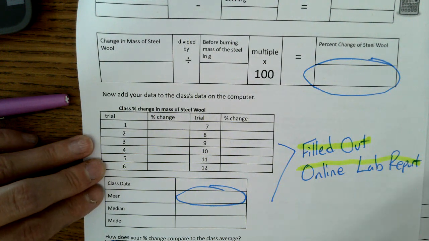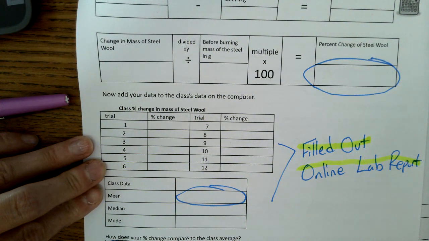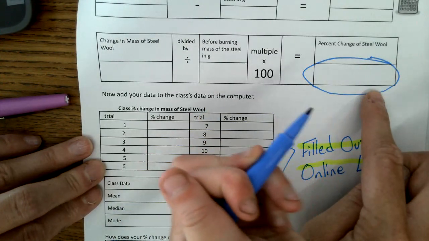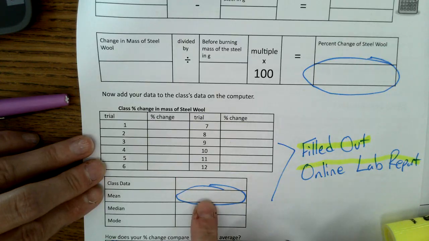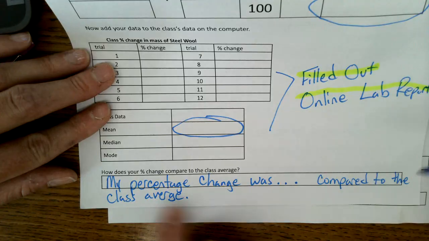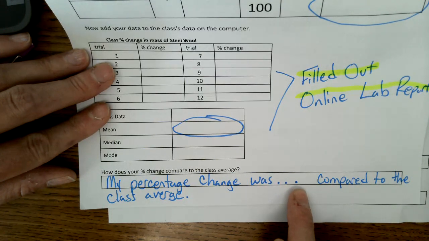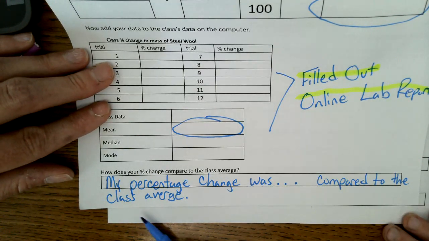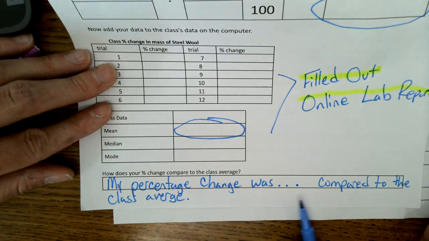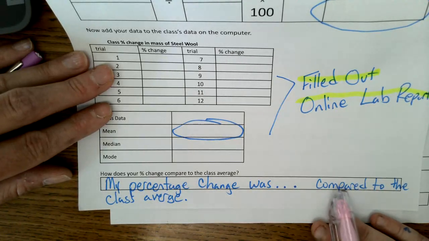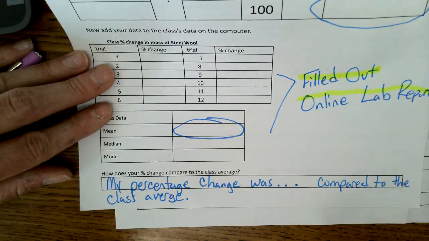Okay, now I had a lot of kids struggling with the last question. How does the percent change compare to the class average? Basically, this box here was your percent change, and the mean is another word for average. So I kind of did a sentence starter to help you out. All right. So my percent change was... You can choose less than, more than, greater than, or the same compared to the class average. It really depends. Each class had a different average and each partner had a different percentage. So it's going to vary dramatically. Okay. But this is going to help us with our results.